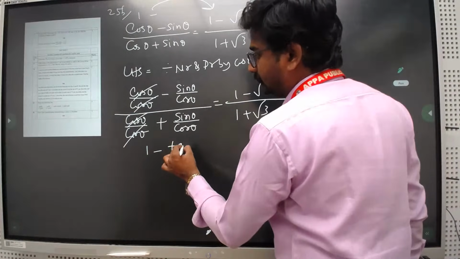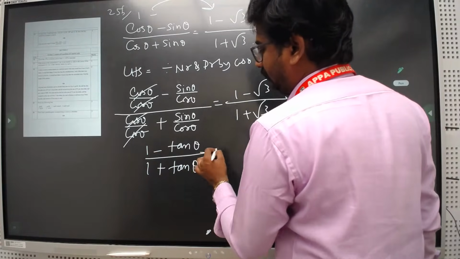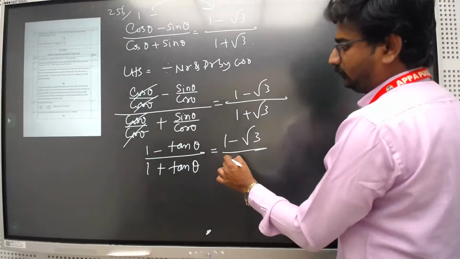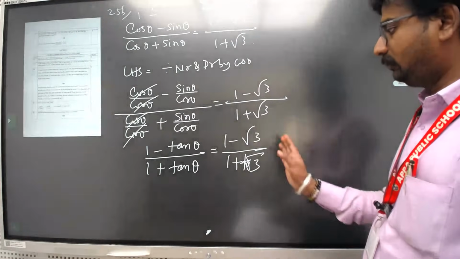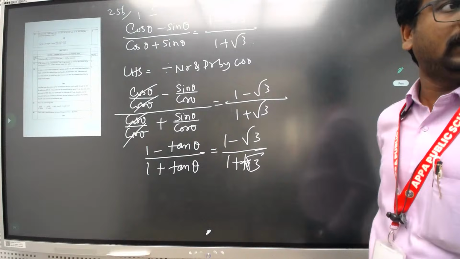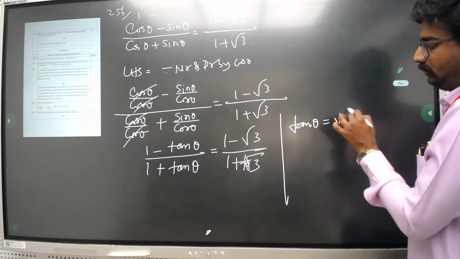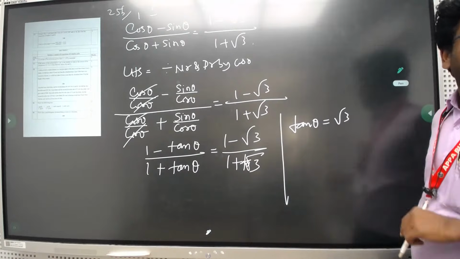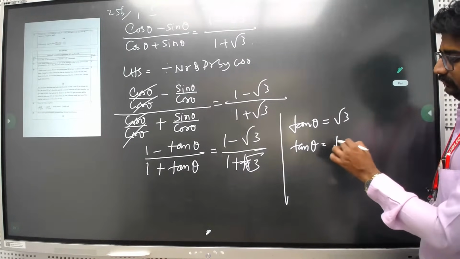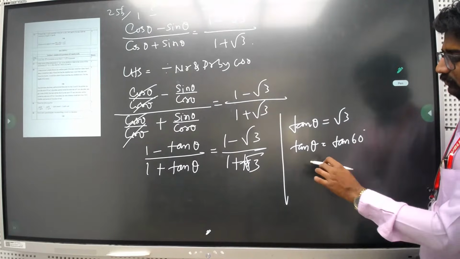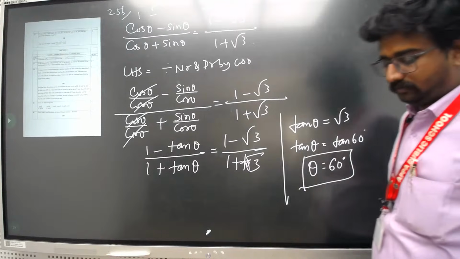1 minus tan theta by 1 plus tan theta is equal to 1 minus root 3 by 1 plus root 3. Now please look at, when you simplify LHS and RHS, can I say tan theta is equal to root 3? Again go to tan table. For what value you will get root 3? Tan 60. And what will be your theta angle? This is the solution of B.